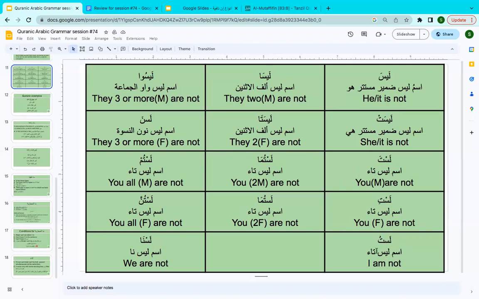Ta, and then again ismu laysa, ta, and then comes your na. Again, I'm not going to call it naul fa'ilin anymore. I'm going to call it ismu laysa. I hope this was clear to each and every one of you.